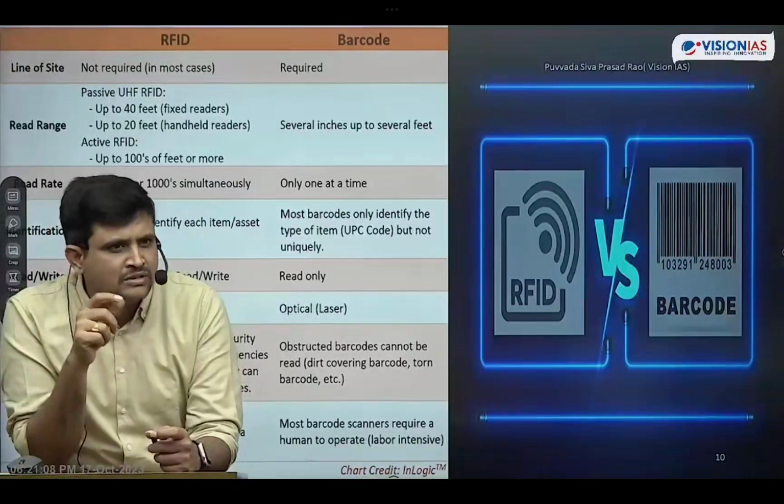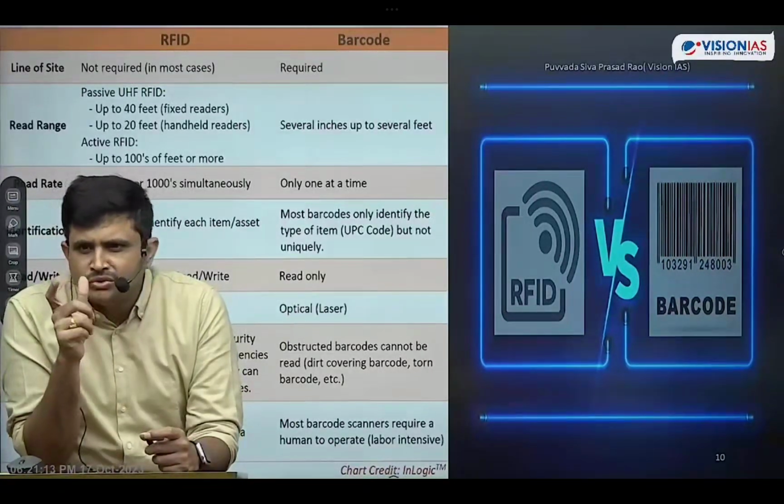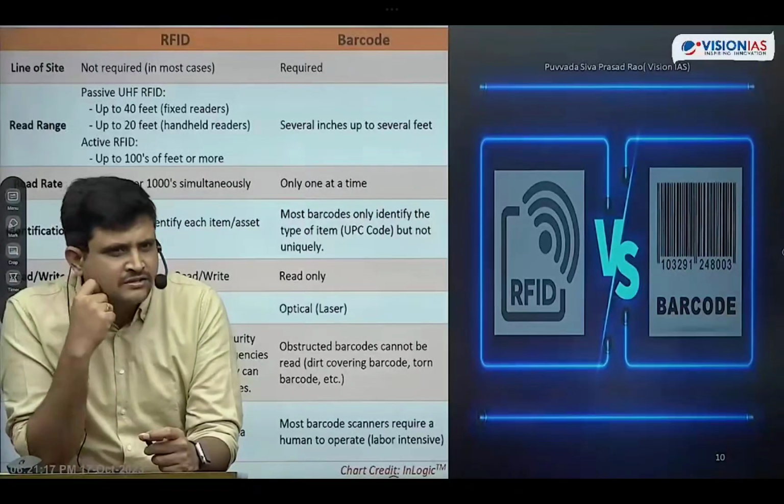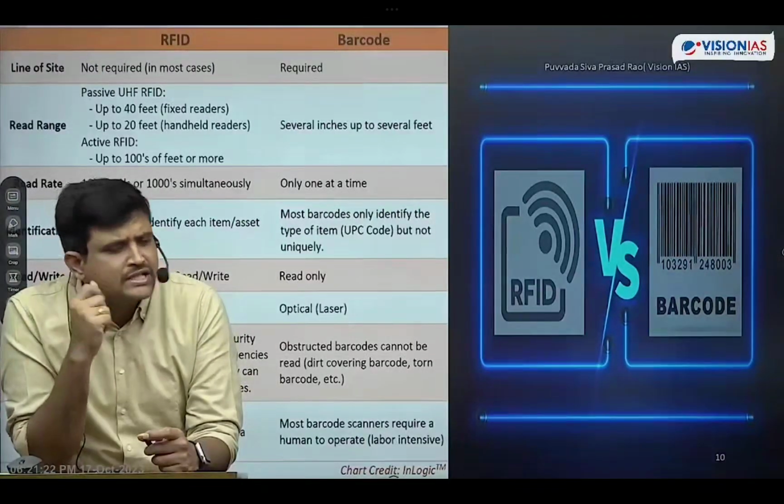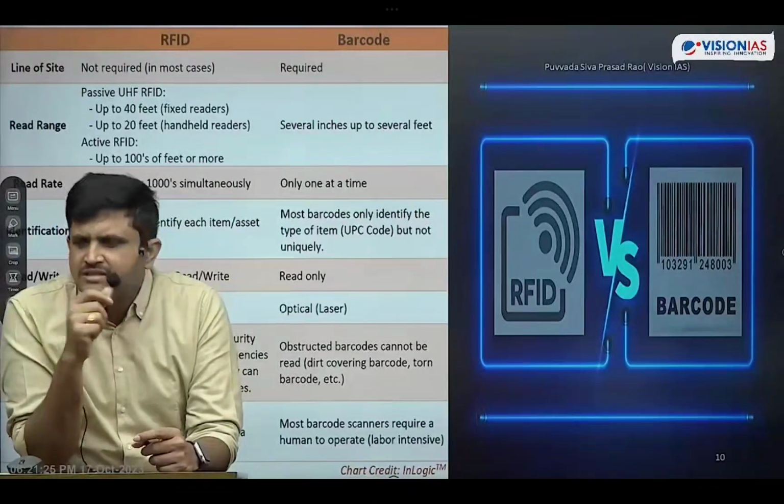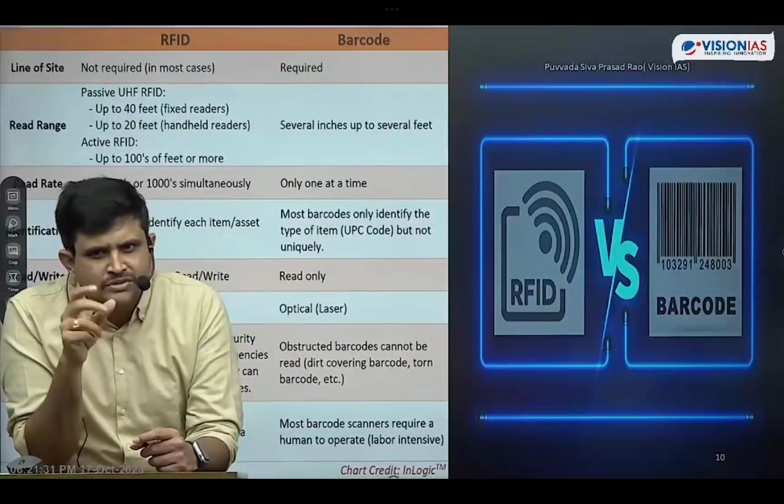One more point I will remind you. When I was teaching the electromagnetic spectrum, I gave you two categories: non-ionizing radiations and ionizing radiations. Radio waves come under what? Non-ionizing radiation. That means the impact on living organisms is very less. You can use it like this. Got clarity, students? That is regarding RFID tags.